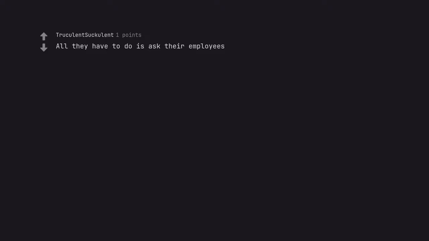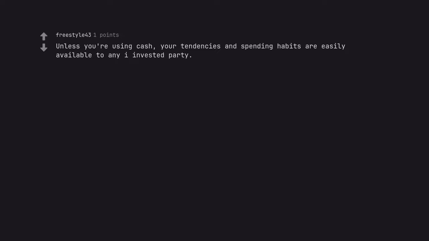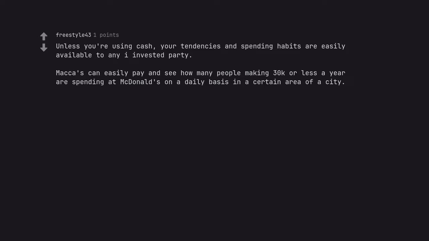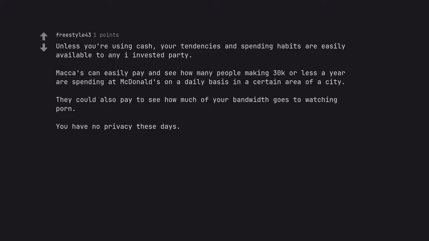All they have to do is ask their employees. Unless you're using cash, your tendencies and spending habits are easily available to any interested party. Maccas can easily pay and see how many people making 30k or less a year are spending at McDonald's on a daily basis in a certain area of a city. They could also pay to see how much of your bandwidth goes to watching porn. You have no privacy these days.